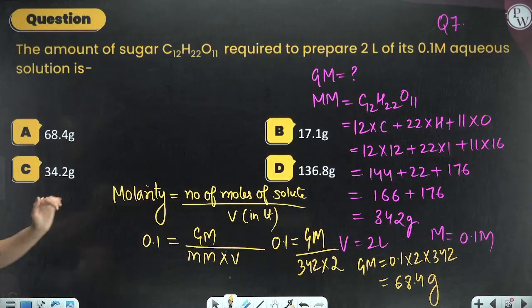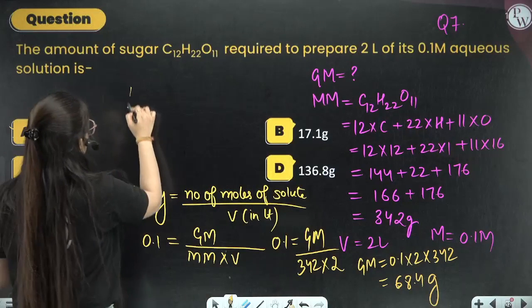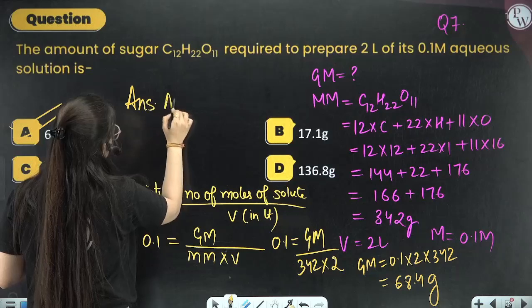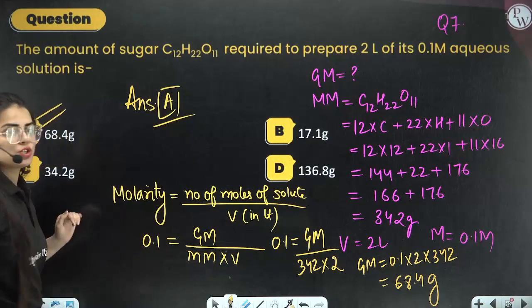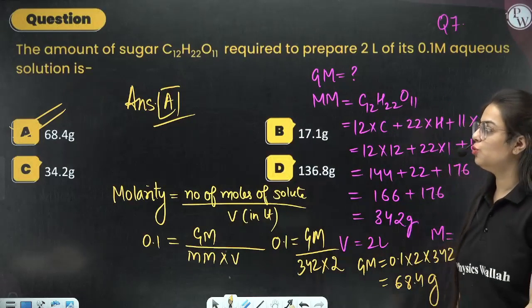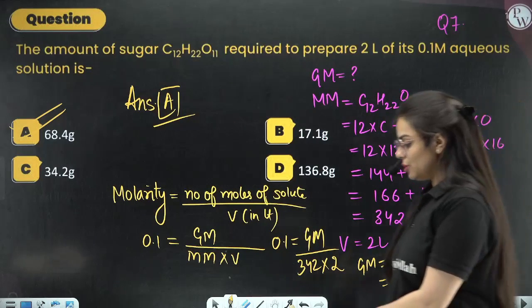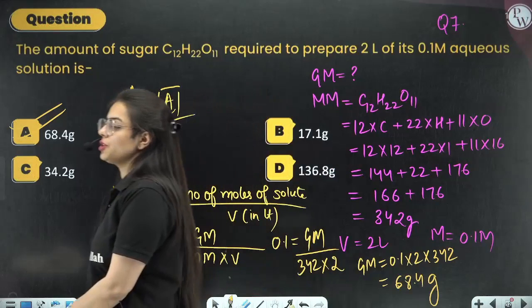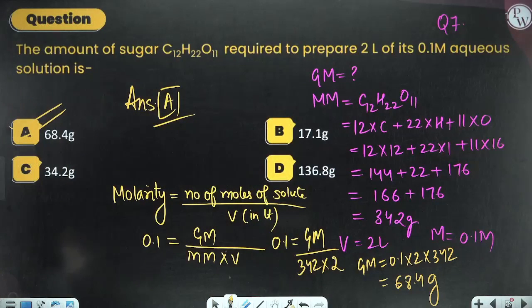So which of the following options is going to be correct? Option number A is our correct answer. Is it clear to you? Can we move on to the next question of ours if it is clear to you, students?